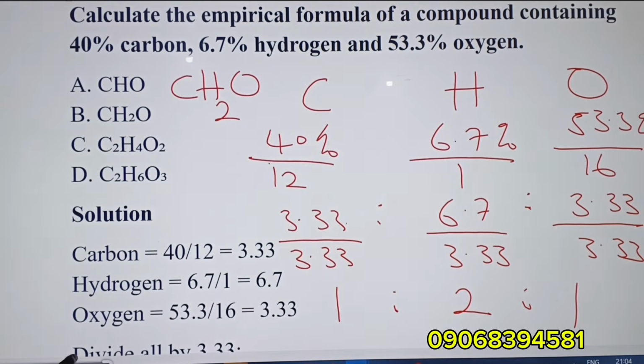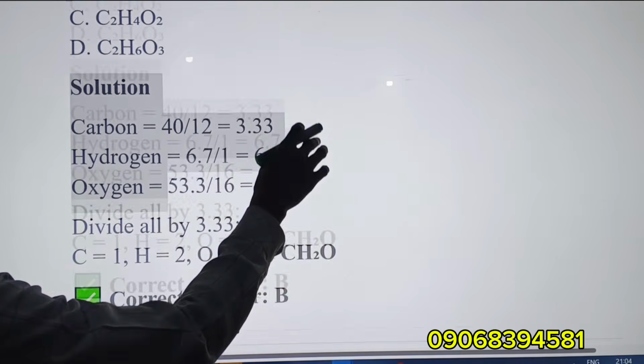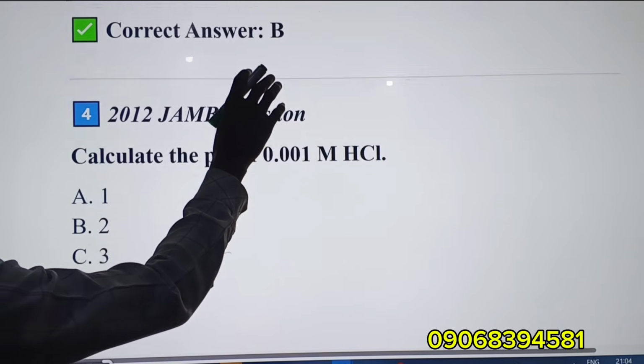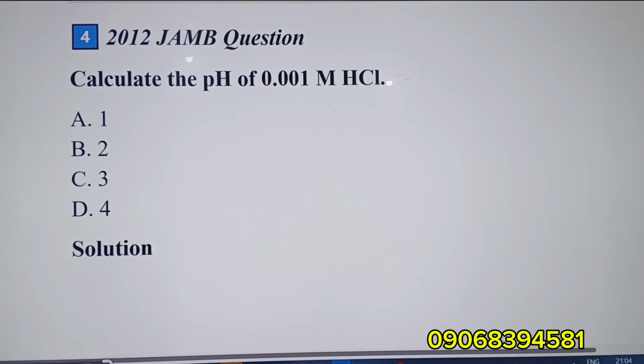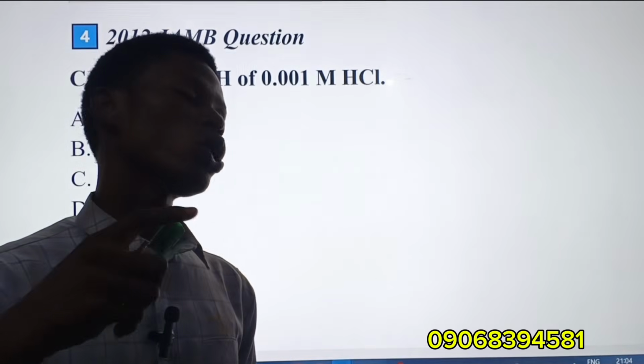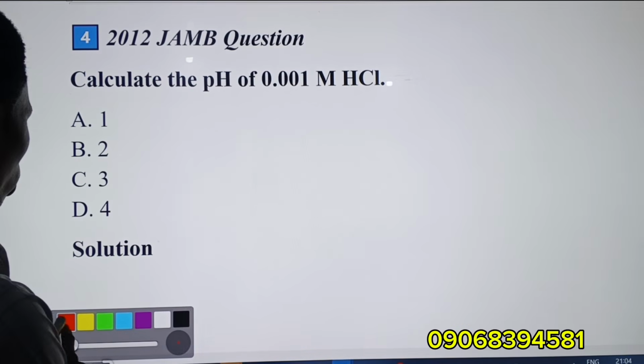All right, so that's that. Moving on to the next. The next question is JAMB 2012. The question says calculate the pH of 0.001 molar hydrochloric acid. This question, if you see it, just smile, but let me point out something here.